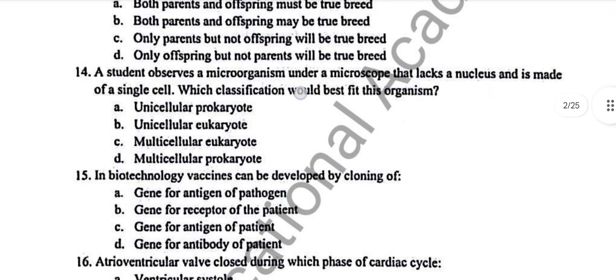Question number 14. A student observes a microorganism under a microscope that lacks a nucleus and is made of a single cell. Which classification would best fit this organism? A. Unicellular prokaryote, B. Unicellular eukaryote, C. Multicellular eukaryote, D. Multicellular prokaryote. And the correct option is A. Unicellular prokaryote. Prokaryotes lack a membrane-bound nucleus.